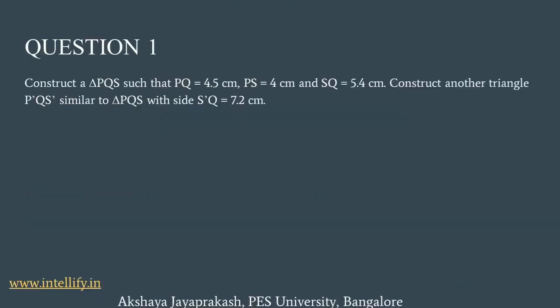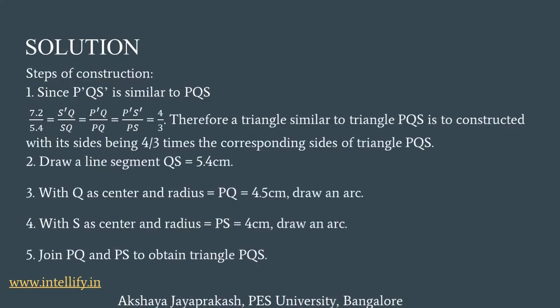Let's begin. Question 1. Construct a triangle PQS such that PQ is equal to 4.5 cm, PS is equal to 4 cm and SQ is equal to 5.4 cm. Construct another triangle P'QS' similar to triangle PQS with side S'Q equal to 7.2 cm. The steps for construction of this question are as follows.